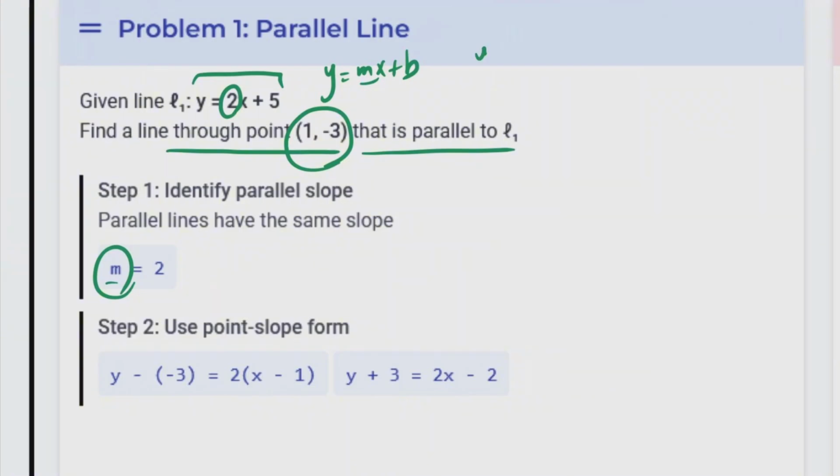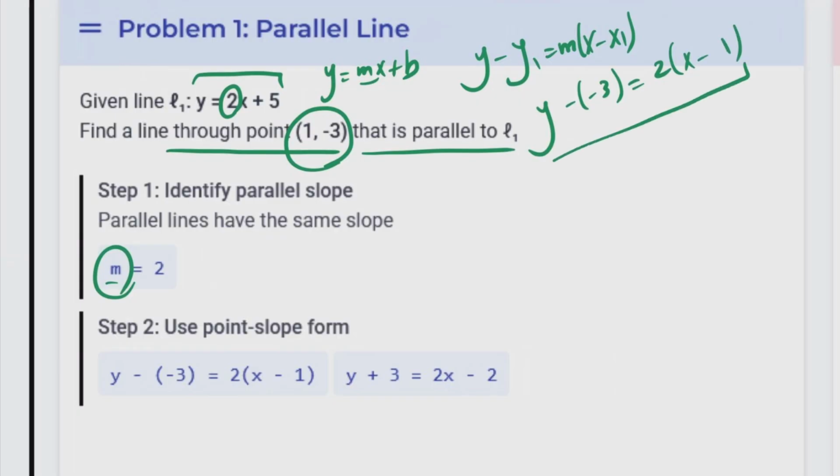So if you guys remember from the last formula, y minus y1 equals m times x minus x1. What is my y1 right now? My y1 is -3. What is my slope? It is 2. x minus x1 is x minus 1. So if you simplify this guy, you do have something like this.